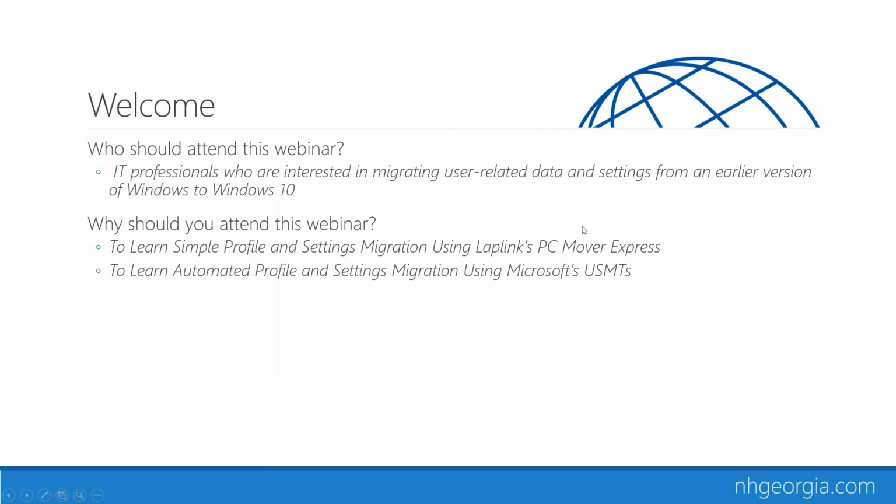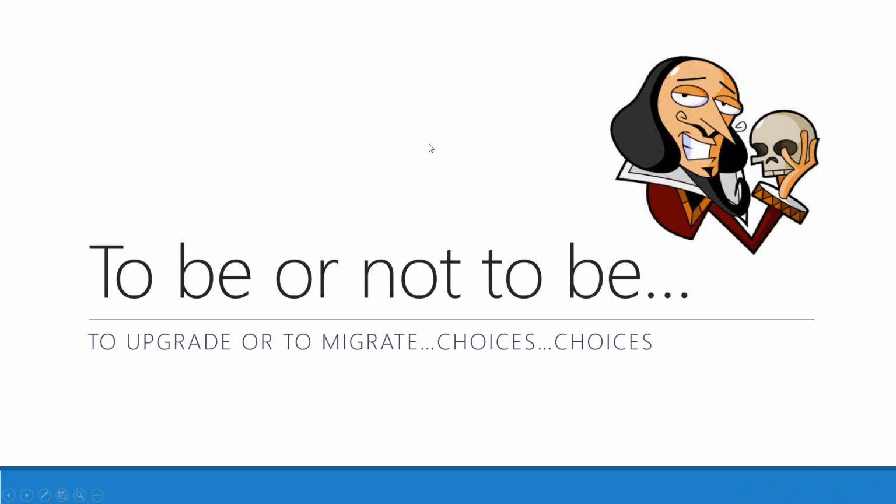Why would you want to attend this? The goal, again, the objective here, is to help you learn some simple profile and settings migration utilizing the LapLink utility, PC Mover Express, or learn some of the more automated and stronger profile and setting migration functionality available using Microsoft's User State Migration Tool. So we've got a pretty good set of tools at our disposal. They're going to walk us through utilizing these, and I'm going to try and demo and show some of that functionality for you here.